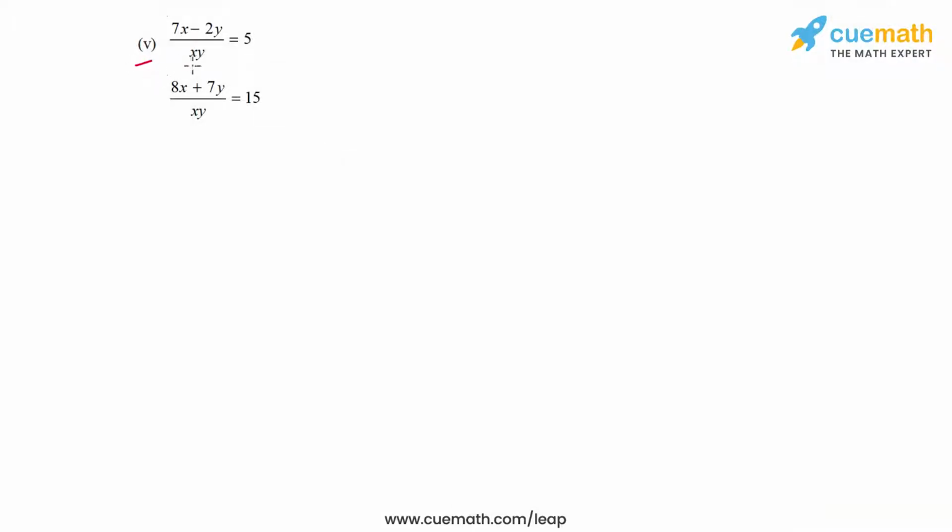In the fifth part, the pair of equations given to us is (7x minus 2y) by xy equal to 5 and (8x plus 7y) by xy equal to 15. So clearly these two equations are not linear equations, but by doing a certain manipulation of both equations, we can reduce them to a pair of linear equations. So what can we do? Well, for example, in the first equation, each of the terms in the numerator, let's divide it with the denominator. So we will get 7x by xy minus 2y by xy equal to 5.